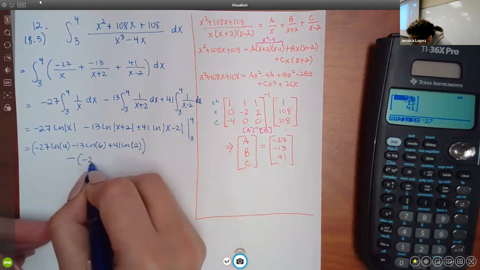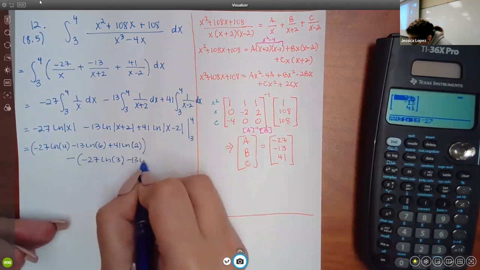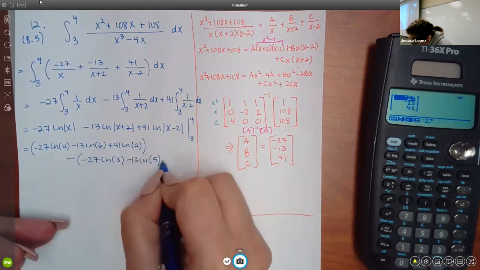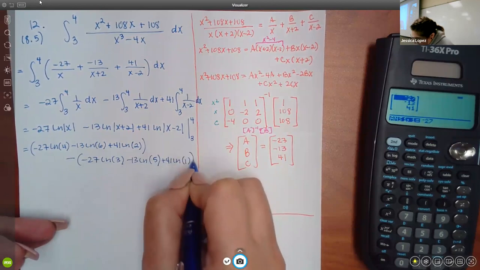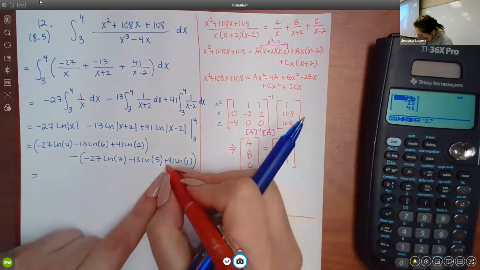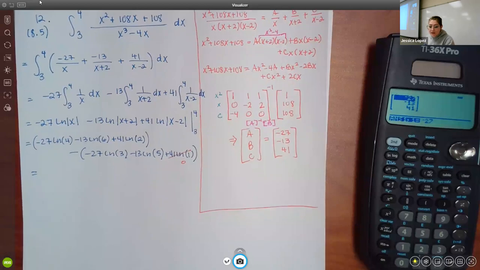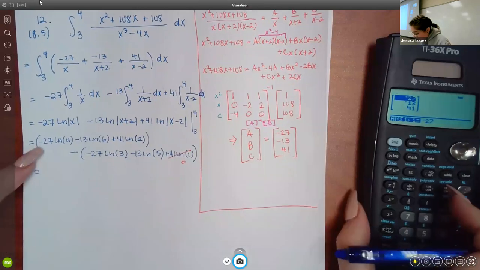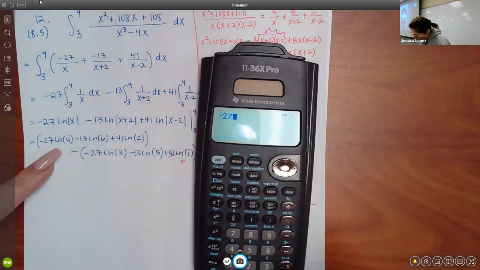Minus negative 27 ln of 3, of 5, and of 1. I know this one, ln of 1 is just 0. So we don't really need to compute 41 times ln of 1, right? We already know what it is. But let's get out of here and do all this other stuff.